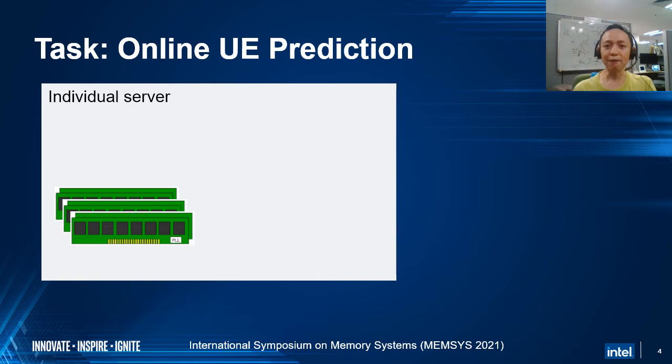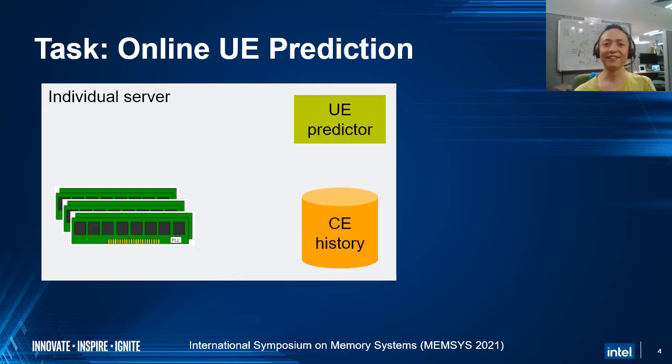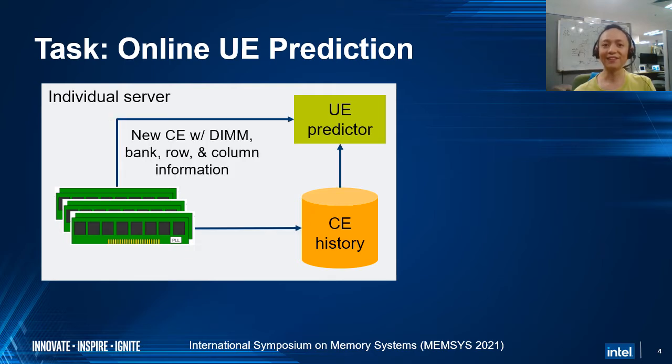In our study, we addressed the problem of online UE prediction for proactive replacement. There are many DIMMs on an individual server. There is also a UE predictor with access to the CE history of the DIMMs. When a new CE comes in, the error information such as the DIMM, the bank, the row, and the column is collected. This triggers the predictor to perform UE prediction with the up-to-date CE history.